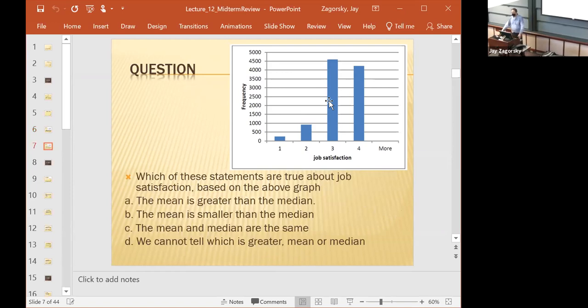Which of these statements are true about job satisfaction based on the above graph? Looks like the exact same graph. A, mean is greater than the median. B, mean is smaller than the median. C, mean and median are the same. D, can't tell which.